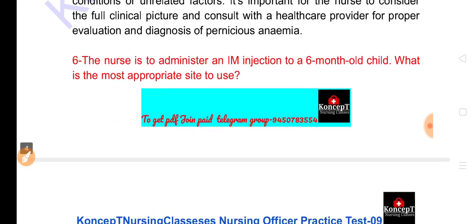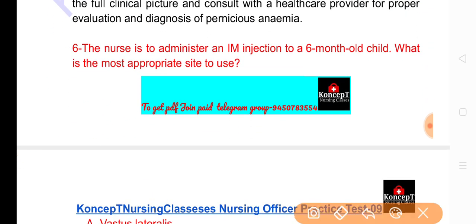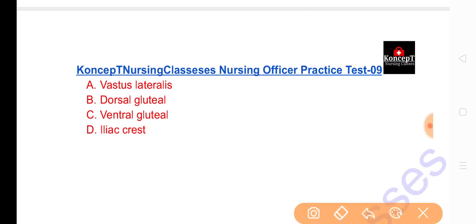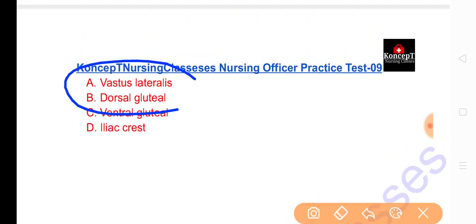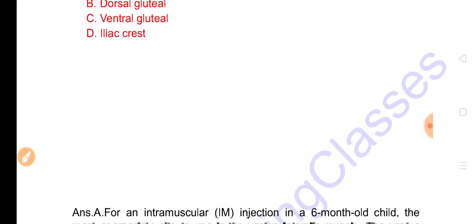Next question. The nurse is to administer an IM injection to a 6-month-old child. What is the most appropriate site to use? Option 1: vastus lateralis, dorsal gluteal, ventral gluteal, iliac crest. So the correct answer is option A. Vastus lateralis is the correct site.